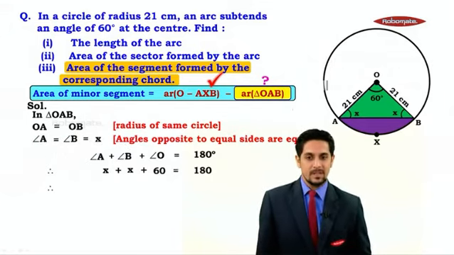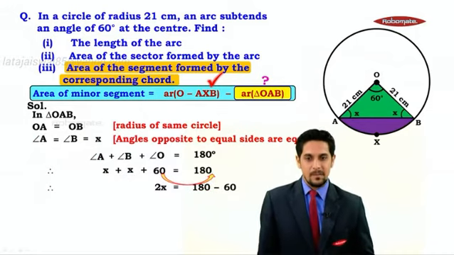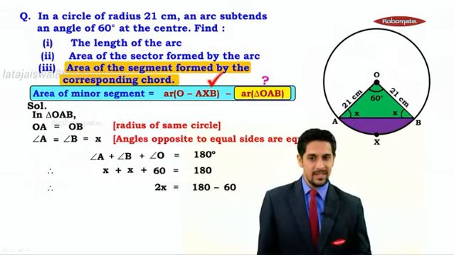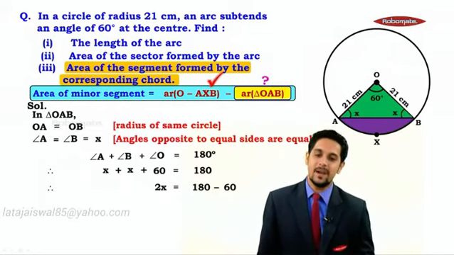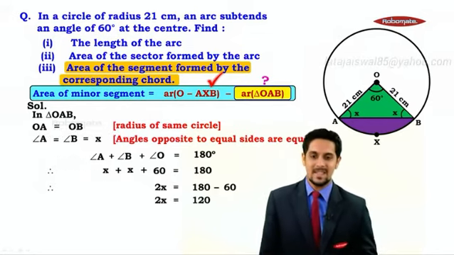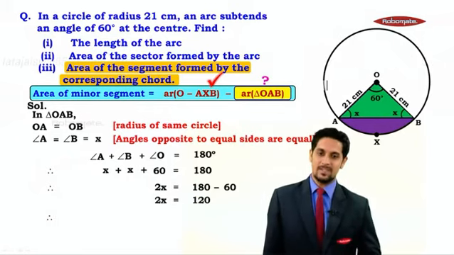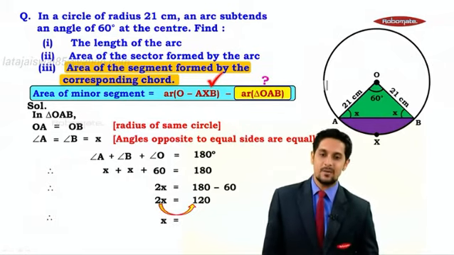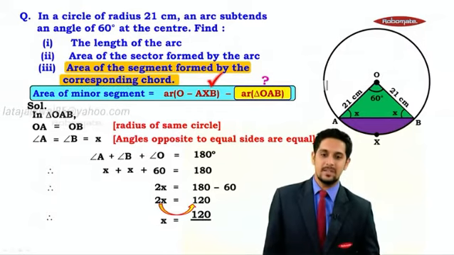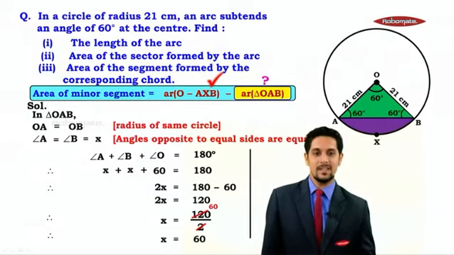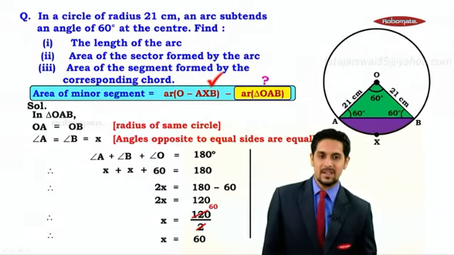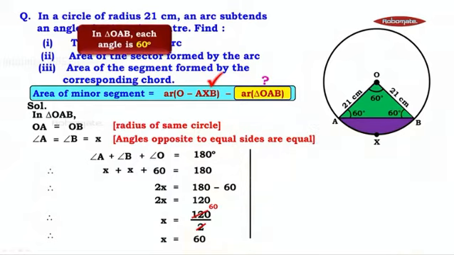This is equal to 2x plus 60 is equal to 180. Bringing 60 on the other side, we have 2x is equal to 180 minus 60. Therefore, 2x is equal to 120, from which we get the value of x is equal to 120 upon 2, which is equal to 60. Students, as we have found the value of x, we can now say each angle of this triangle is 60 degrees. So, it is an equilateral triangle.